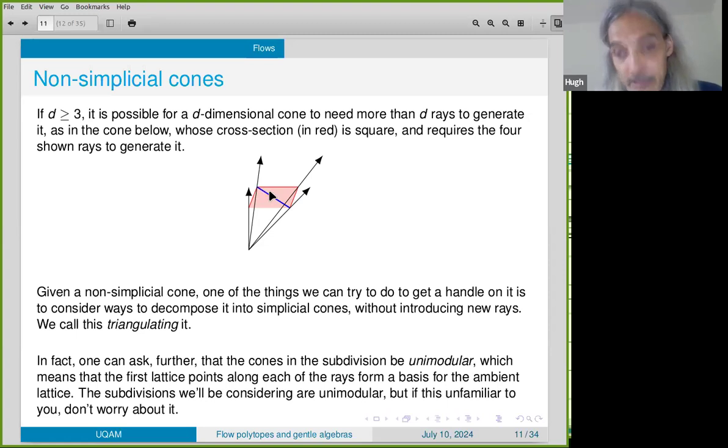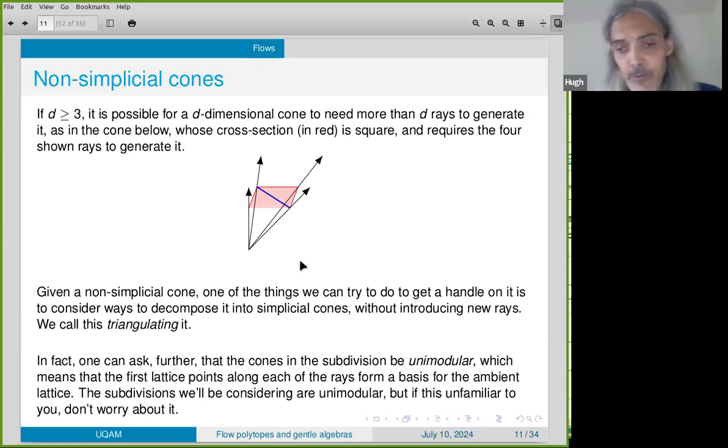In this case, we could subdivide by introducing a new 2-dimensional face here that cuts the cone into the part on the left of it and the part on the right. And each of these is generated by 3 rays, which is the dimension of these cones. So these 2 are simplicial cones, and we've successfully decomposed this non-simplicial cone into a pair of simplicial cones.